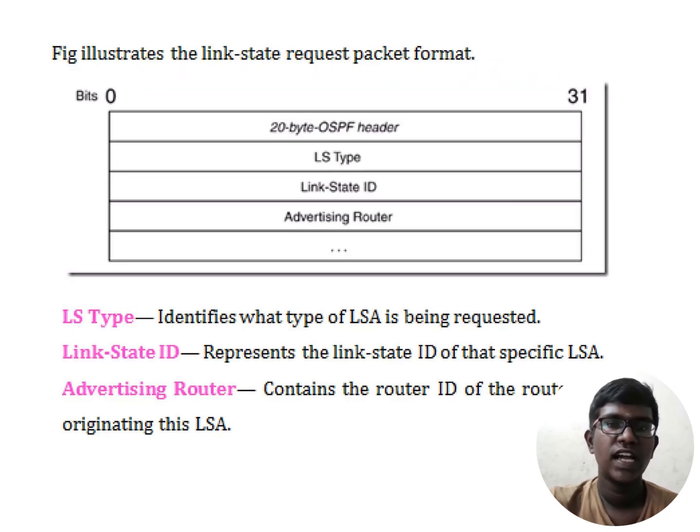The figure here illustrates a link state request packet format. It contains a 20-byte OSPF header, LS type, link state ID, advertising router. LS type identifies what type of LSA is being requested. The link state ID represents the link state ID of the specific link state advertisement. Advertising router contains the router ID of the router originating this LSA.